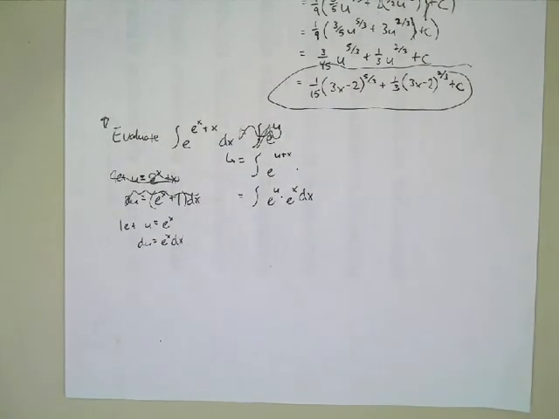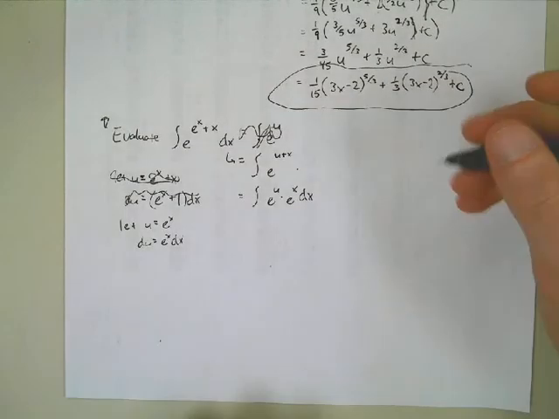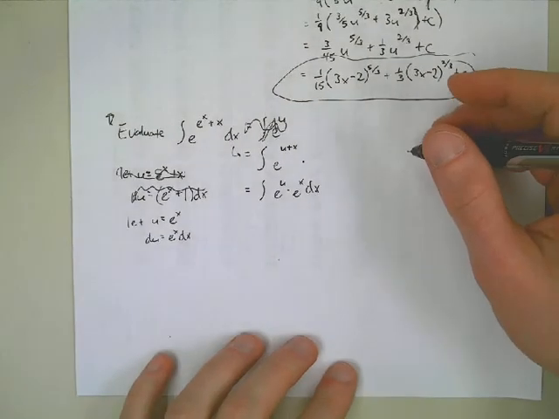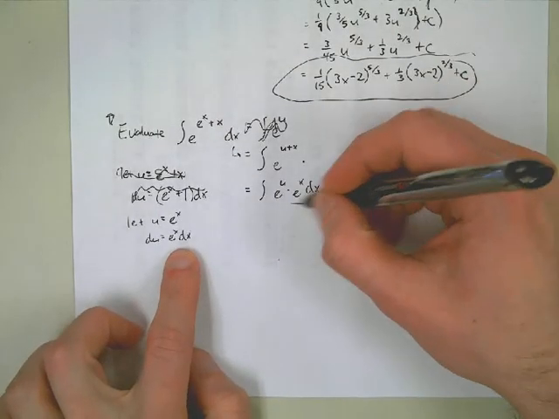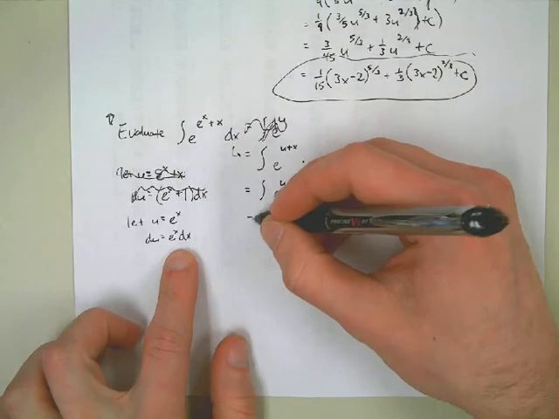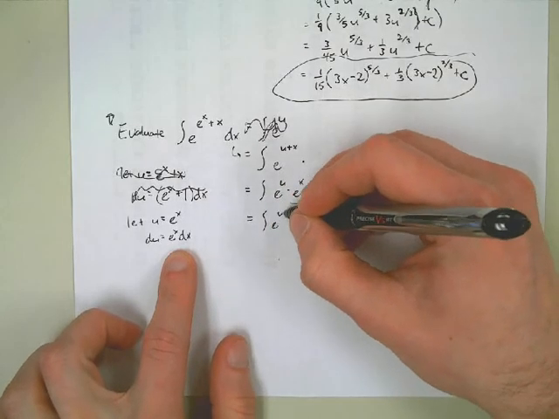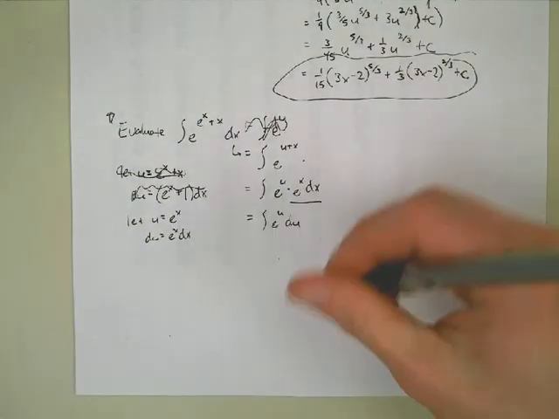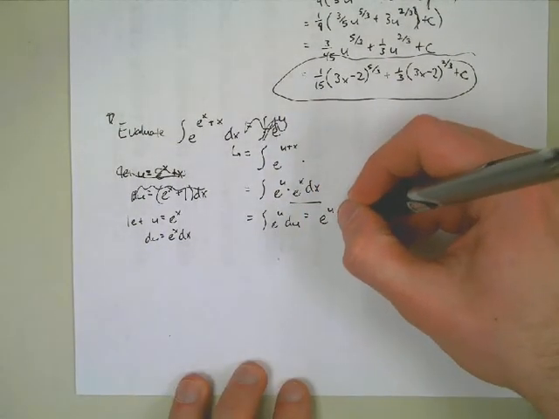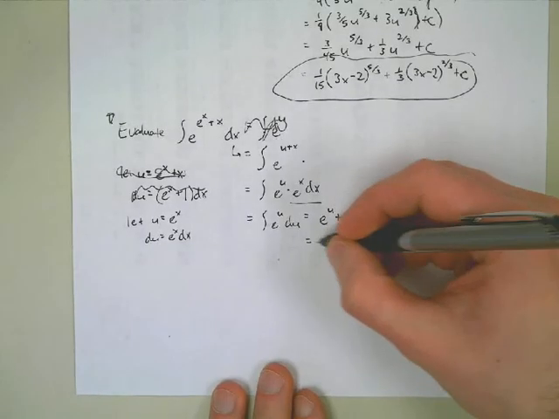And now, do we have what we need? Yes, we do. Look, e to the x dx. There it is. So what can replace that? du. So this becomes just the integral of e to the u du. It's tricky. So it's e to the u plus c. So it's e to the x.